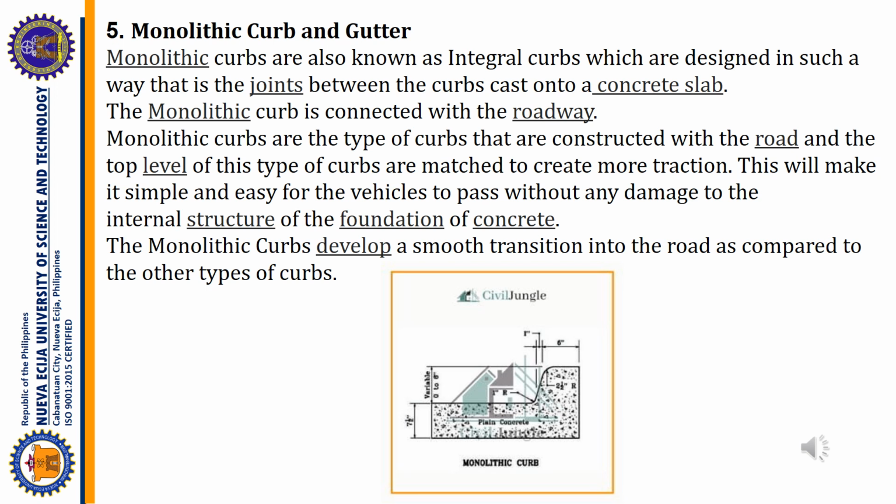So the monolithic curbs are constructed or fused with the road, and the top level are matched to create more traction and make it easier for larger vehicles to pass without damaging the internal structure or foundation of the asphalt or concrete.